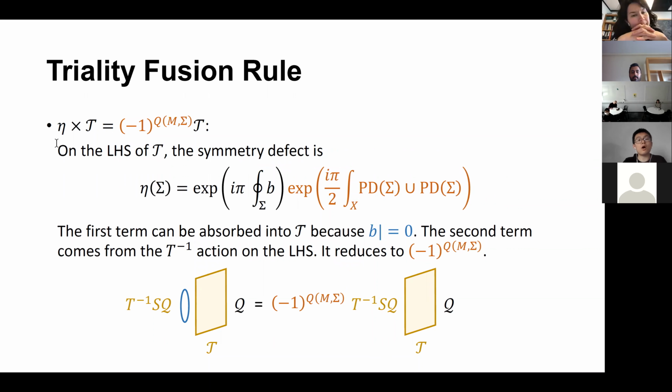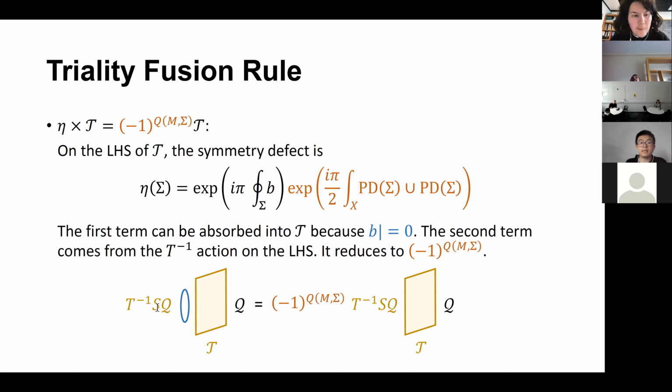But then I can also talk about opposite fusions. So I can fuse eta with T from the left-hand side. And again, the fusion will be non-commutative. And the way to see this is that on the left-hand side, the symmetry defect is not just given by the Wilson surface. It also has an additional phase. And the reason why there's an additional phase is that on the left-hand side, I'm using another description of the triality defect T. So on the left-hand side, it's given by T inverse SQ.